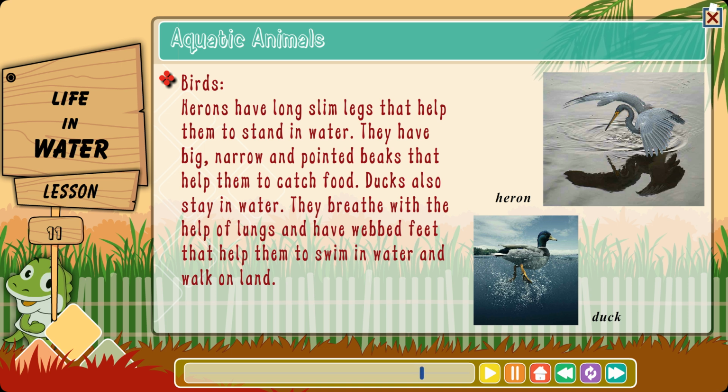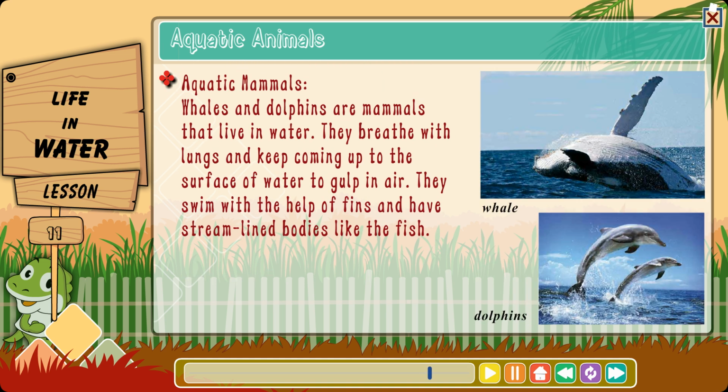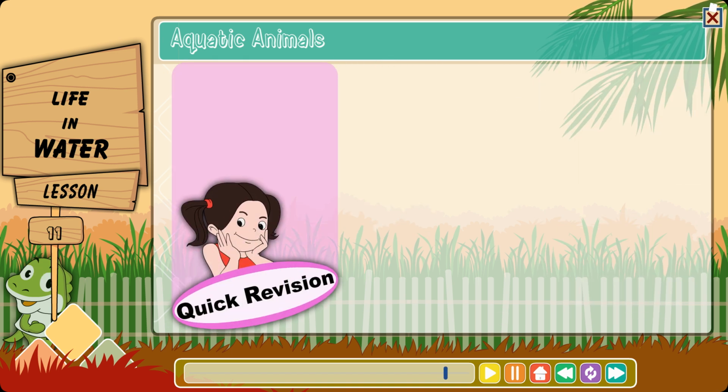They breathe with the help of lungs and have webbed feet that help them to swim in water and walk on land. Aquatic mammals. Whales and dolphins are mammals that live in water. They breathe with lungs and keep coming up to the surface of water to gulp in air. They swim with the help of fins and have streamlined bodies like the fish.